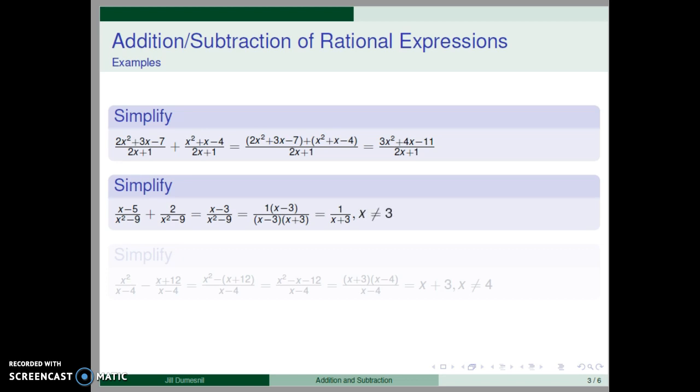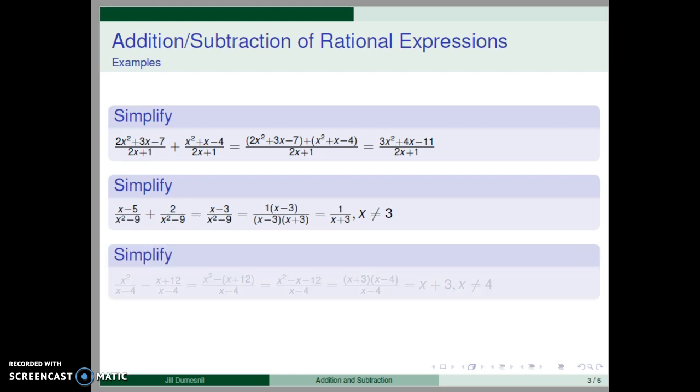Notice that we should explicitly state any restriction that is no longer obvious after the cancellation. Therefore, x not equal to 3 is a restriction we need to state. That x cannot equal negative 3 is still obvious in the final expression.